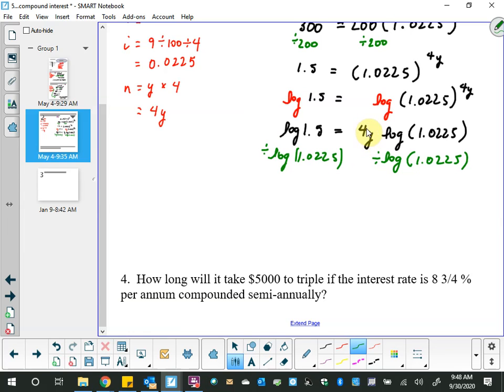But that's going to leave me 4y, and I don't want 4y. I actually want the y. I want the number of years. So I also have to divide by 4. So this is what I'm going to dump into my calculator, however you need to dump it into your calculator. And that's going to spit out the number of years, which is what I said y was.